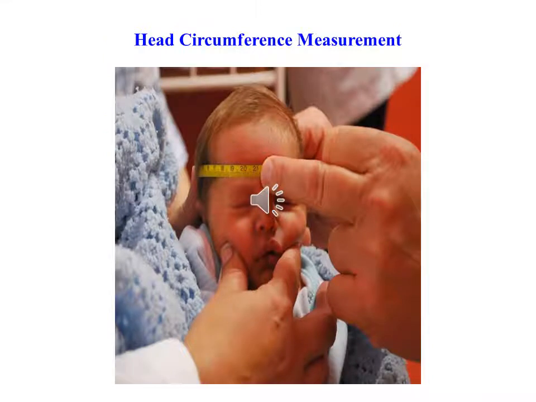In children below 6 months of age, head circumference is one of the commonest measures used to assess the nutritional status and the growth of those children.